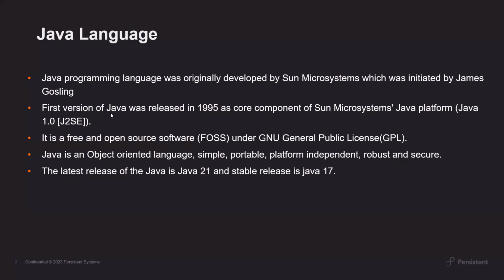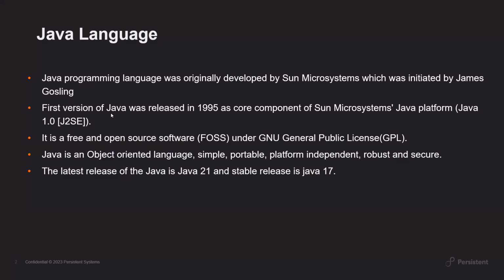The Java programming language was originally developed by Sun Microsystems, initiated by James Gosling in 1991, which was later acquired by Oracle Corporation. The first version of Java was released in 1995 as a core component of Sun Microsystems' Java platform, Java 1.0, J2SE, Java Standard Edition. It is free open source software under the general public license. So it is available for everyone free of cost. It can be downloaded and used by anyone.